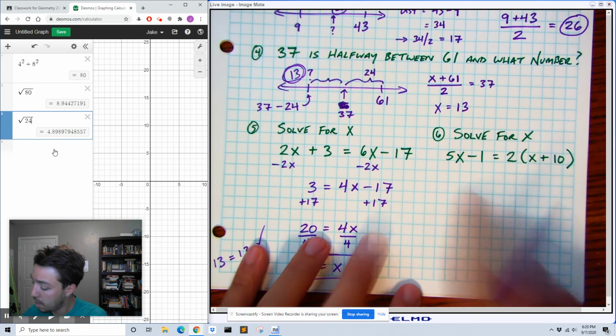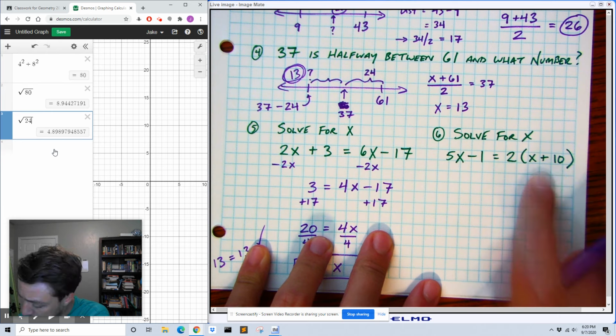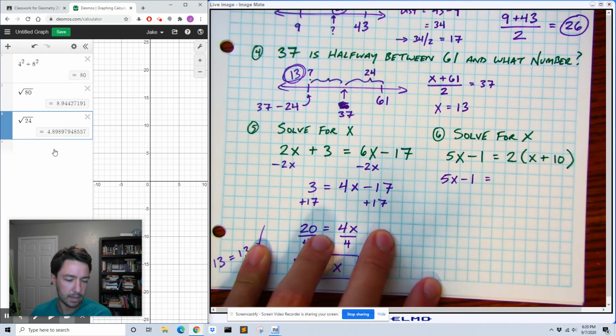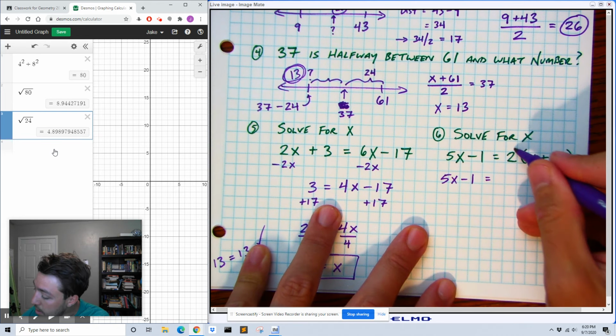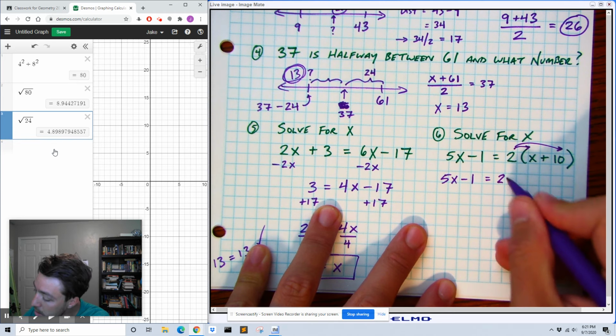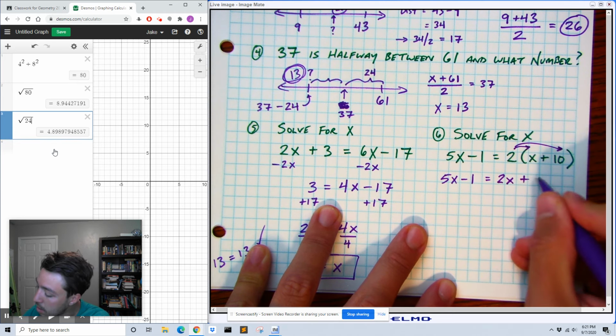Last question. Parentheses over here. So your first step, well, you don't have to, but in this case, it's the easiest way to do it. You want to distribute the multiplication. So 2 times x, and then 2 times 10.